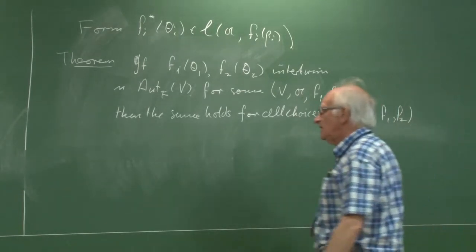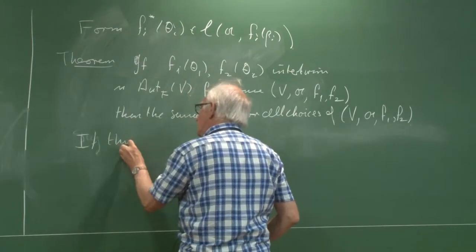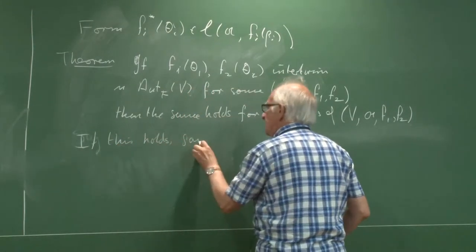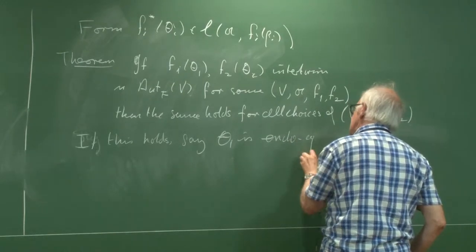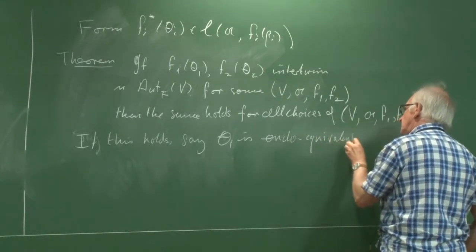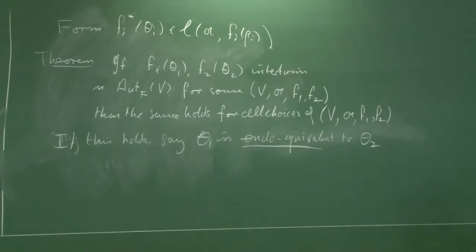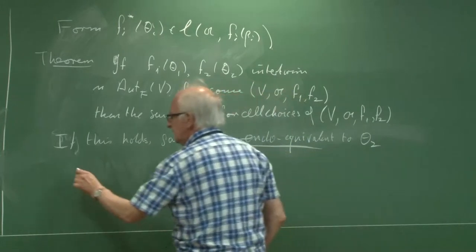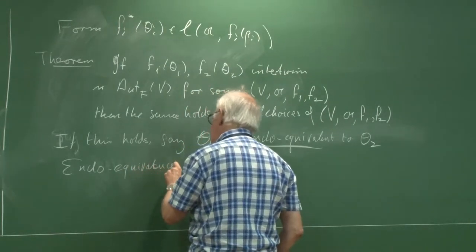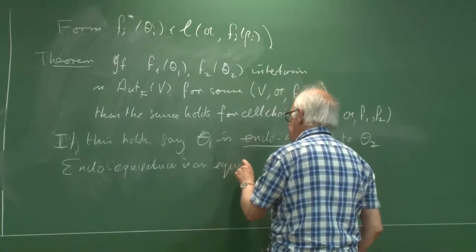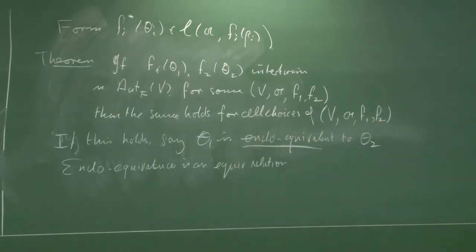So that says, if this holds, we say θ1 is endo-equivalent to θ2. Another of our inspired bits in the nomenclature. And indeed, because intertwining implies conjugacy, endo-equivalence is an equivalence relation. Right, so that gives me something large, but at least I've got a set.